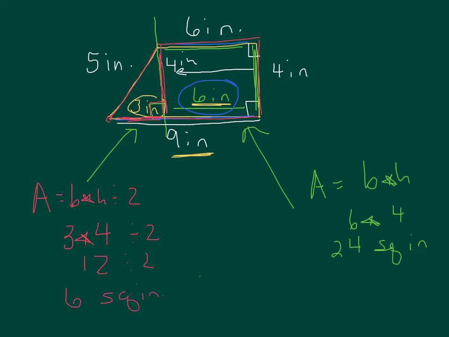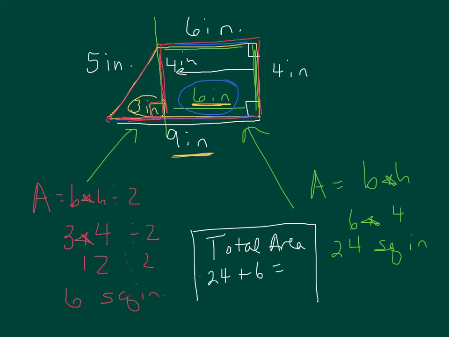To find the area of the whole thing now, I'm just going to put that back together, just like we would have done with the odd shape. And so now my total area is going to be the 24 from the rectangle, the 6 from the triangle, so it's 30 square inches.